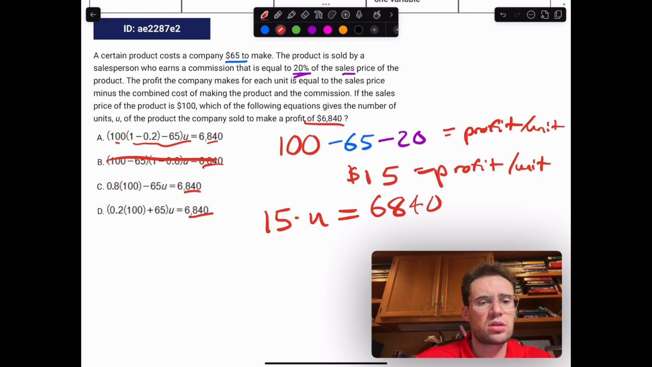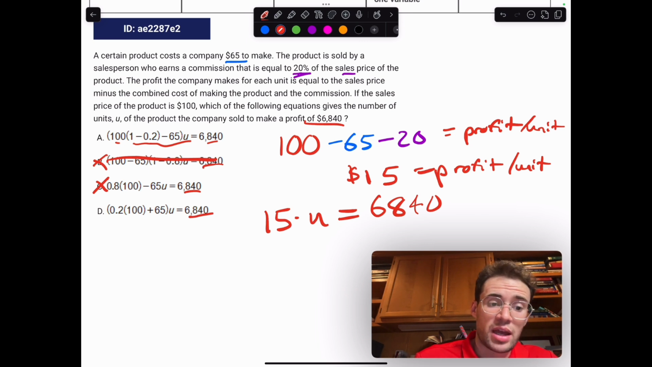0.8 times 100 minus 65u. But this is only multiplying the negative 65 times the u, right? This would actually work if you had this in parentheses. If it was like that, that would work, because it's the same thing, 1 minus 0.2. Because there are no parentheses, you're just multiplying the negative 65 by the u. It's not that one.